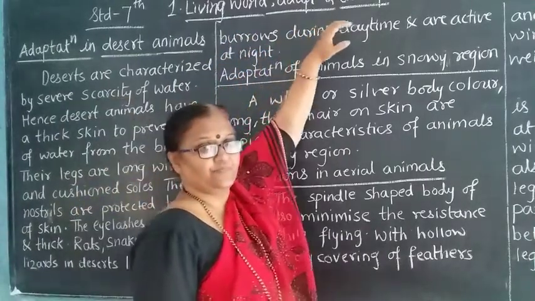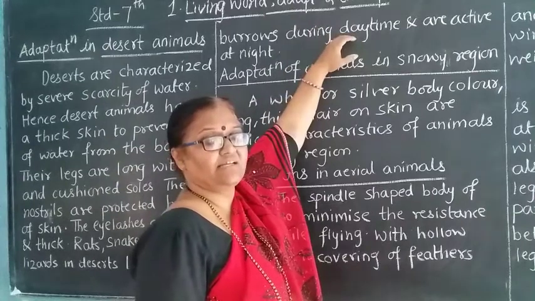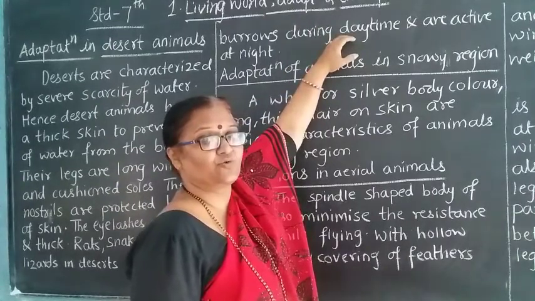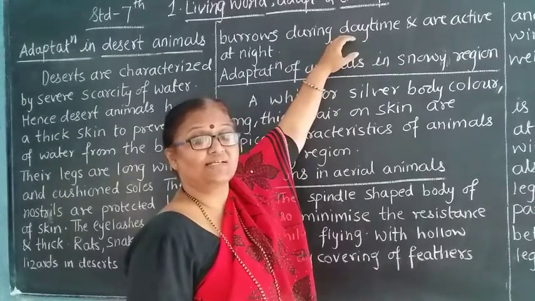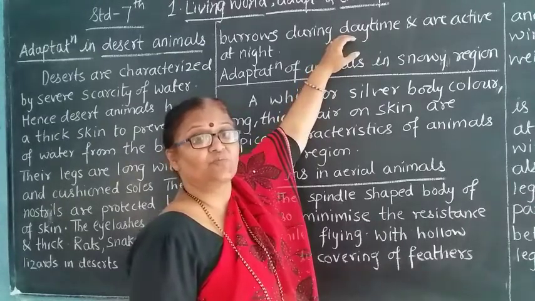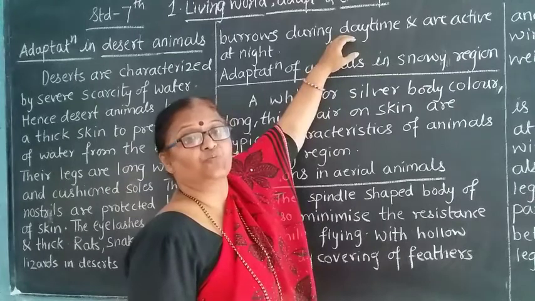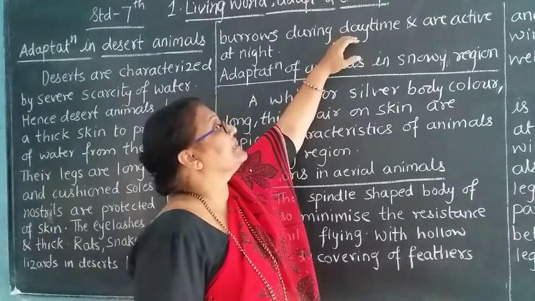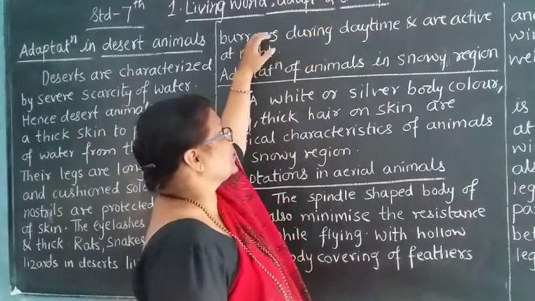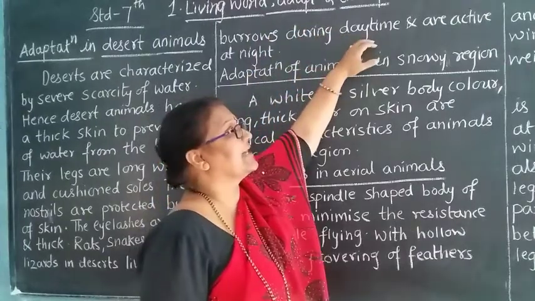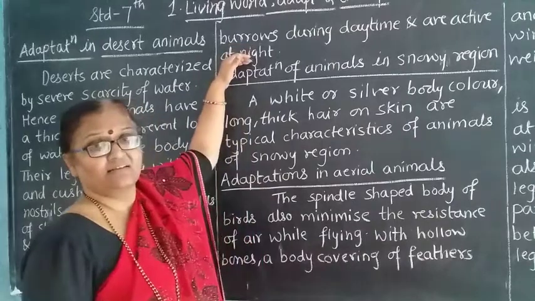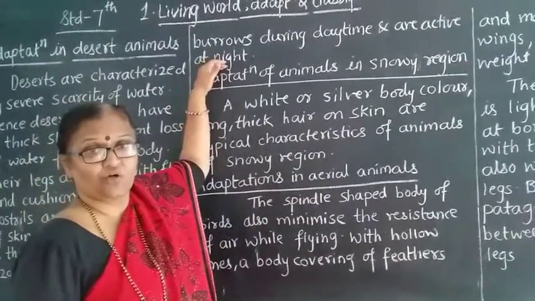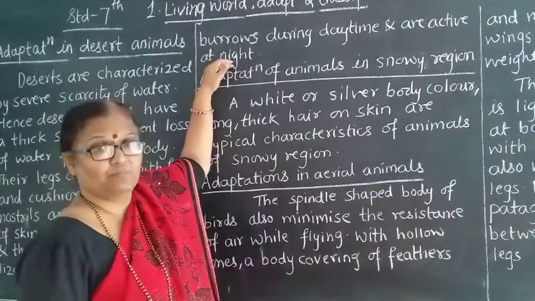During the daytime, whenever there is daytime, they are living in the burrows. As this region has more sunlight and it is very hot, to protect from the sun rays, they live in the burrows during the daytime. And whenever there is night, they are active, they come out of the burrows.